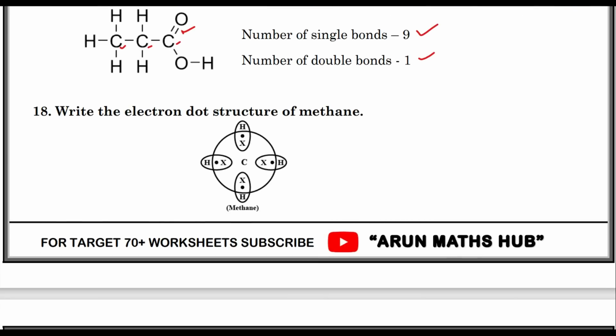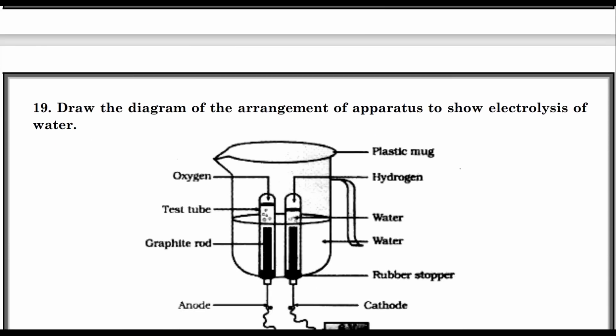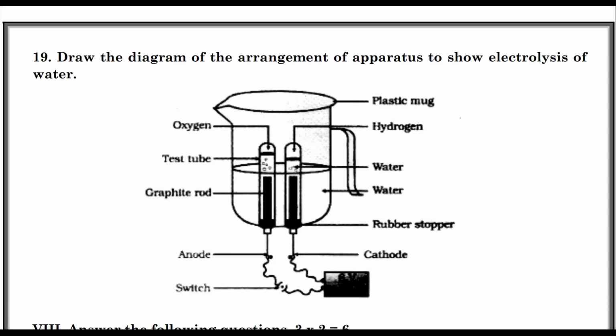Write the electron dot structure of methane. Each valence electron of carbon is shared with the hydrogen, that is 1 carbon atom and 4 hydrogen atoms. Draw the diagram of arrangement of apparatus to show the electrolysis of water. Dear students, try to practice all the diagrams. Definitely 12 marks will be asked for diagrams. 12 marks is allotted.